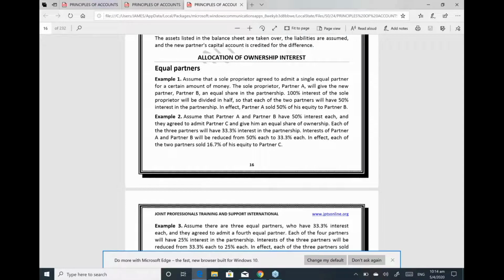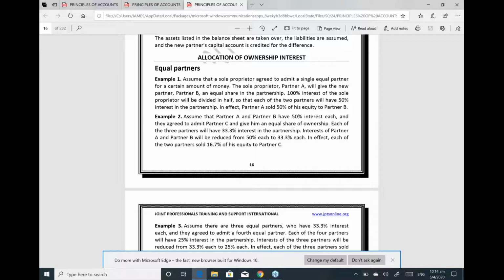Then if you look at example 2, assume that partner A and B have 50,000 each, and they agree to admit partner C and give him an equal share of the ownership. Each of the three partners will have 33.3% interest in the partnership. The interest of partner A and partner B will be reduced from 50% each to 33.3% each. In effect, each of the two partners sold 16.7% to partner C.